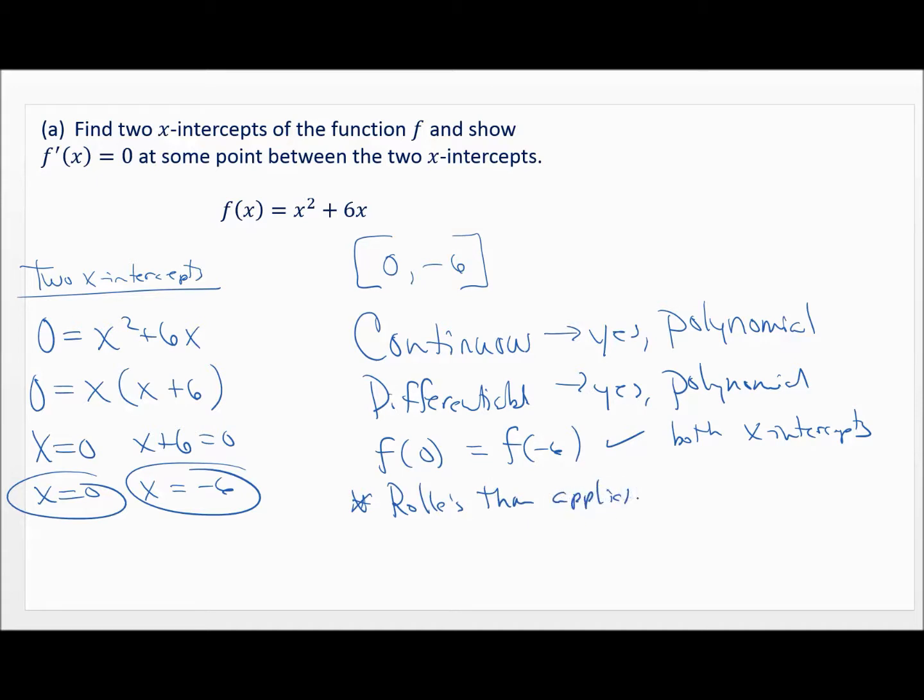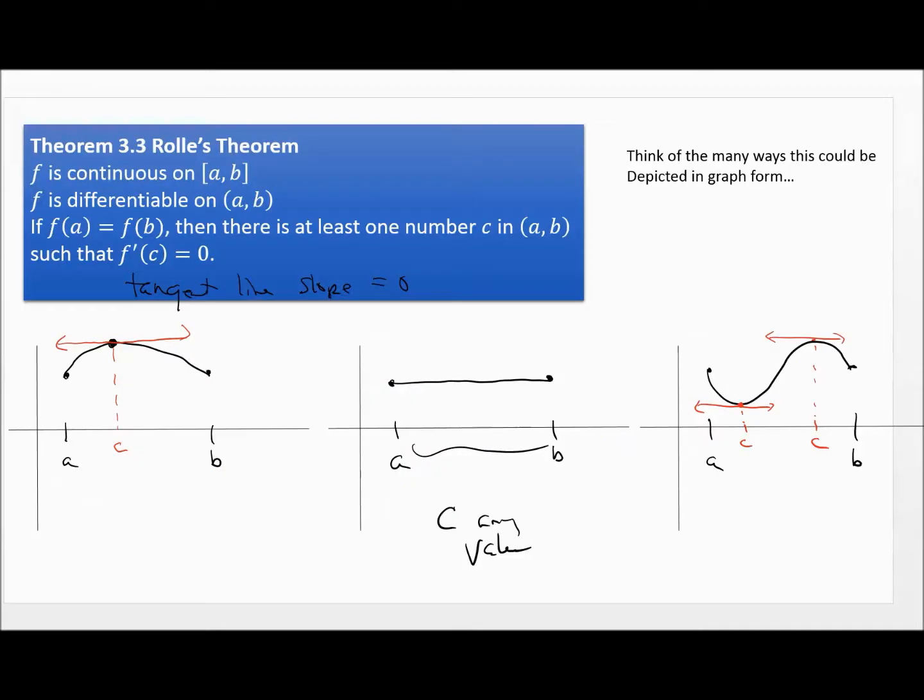Now, what does that mean? Rolle's theorem says, now let me flip back just so you can see this. Rolle's theorem says there is at least one number, C we'll call it, in the interval A to B, for us, that's 0 to negative 6, such that f prime of C is equal to 0. So it's saying there's a place between those 2 x-intercepts that the derivative is equal to 0.